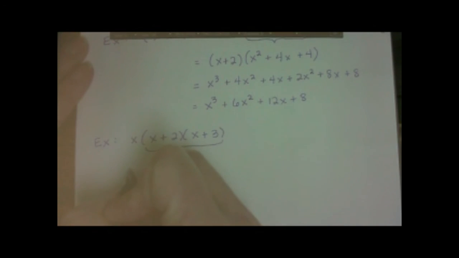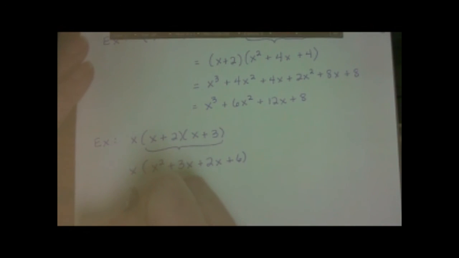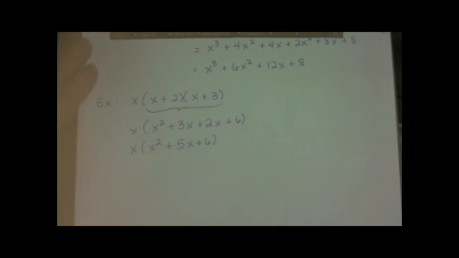So when I FOIL this, I have x times x is x squared. The outers, x times 3 is plus 3x. The inners, 2 times x is plus 2x. And the last, 2 times 3 is plus 6. All right, combine my like terms. And I have x squared, 3x plus 2x is plus 5x, then plus 6. Now that I've finished that step, I can distribute. This is going to give me x to the third plus 5x squared plus 6x.